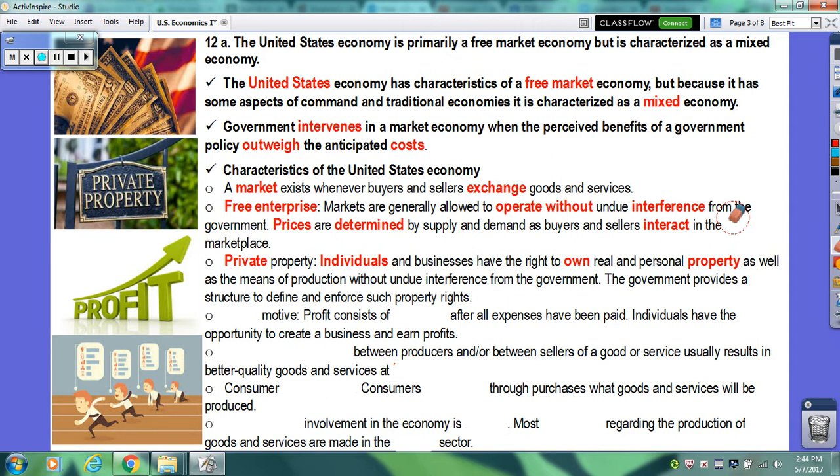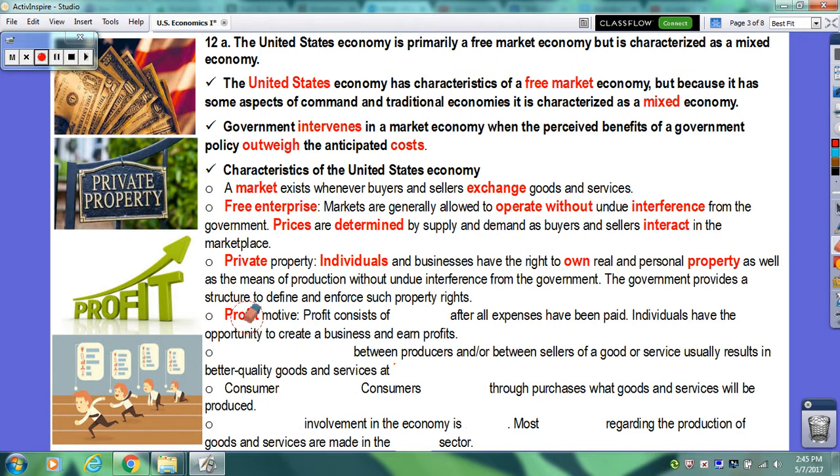Personal is like a car or anything else you would put in your house, furniture, computers, TVs, anything else you'd put inside. As well as any means of production without undue interference from the government. So the government basically provides this structure to define and enforce such property rights to make sure you have what you need and no one's going to take it away from you without a cause, typically like if you committed some kind of crime or something like that.